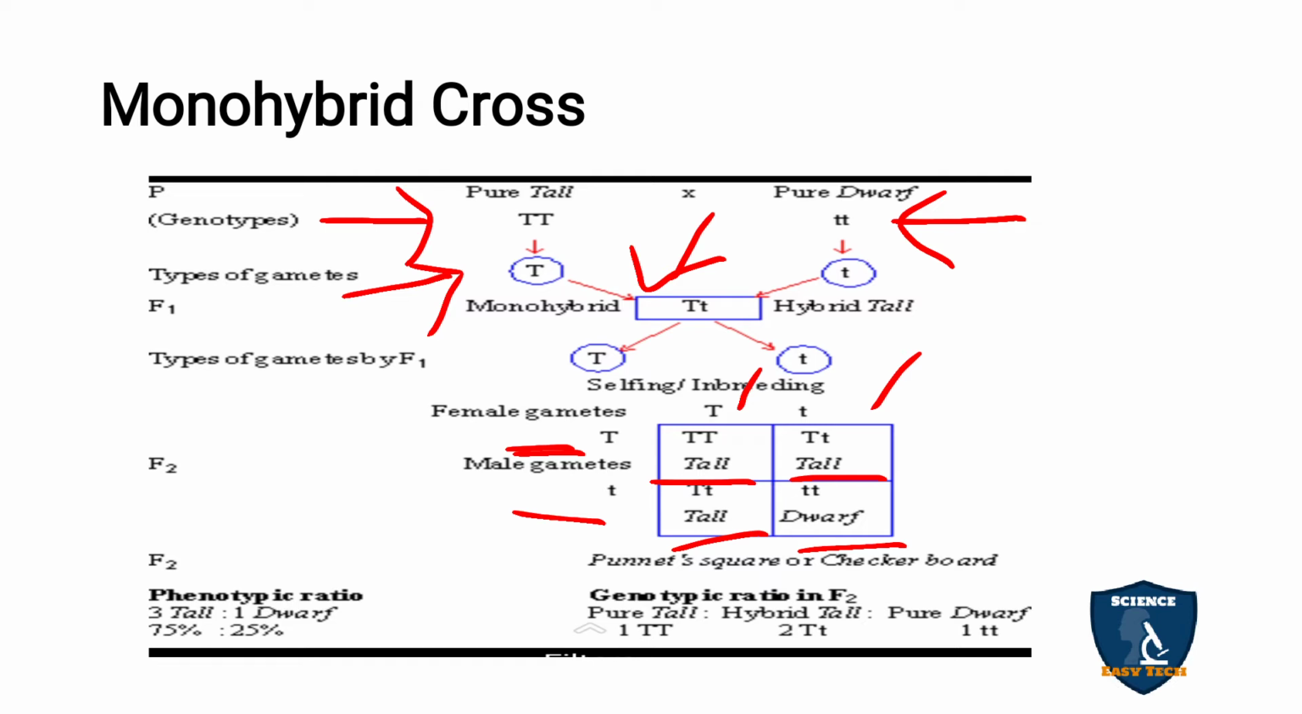Okay, phenotypically you are seeing a 3 tall is to 1 dwarf ratio, and genotypically how many capital T capital T homozygous tall? 1. And how many capital T small t heterozygous tall? 2. And how many small t small t homozygous recessive? 1.